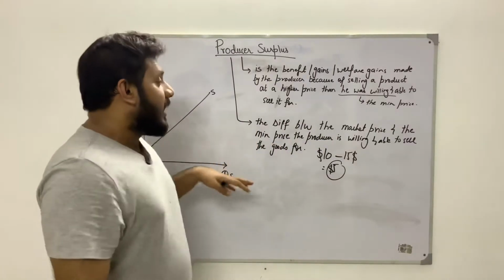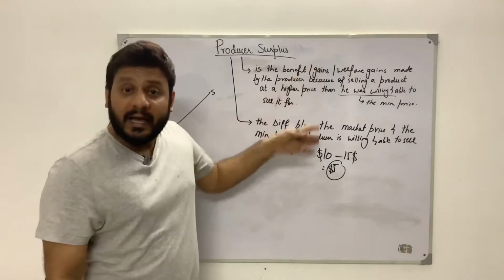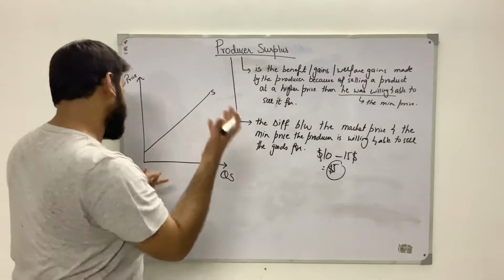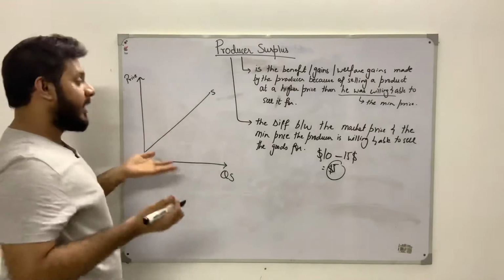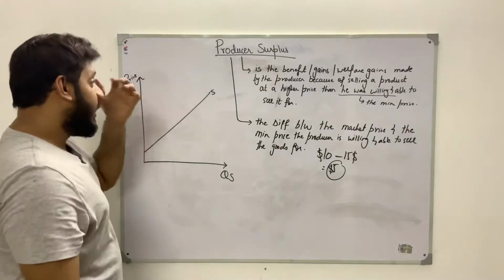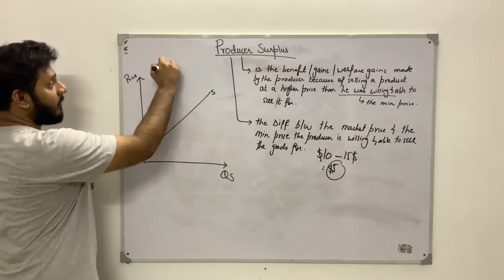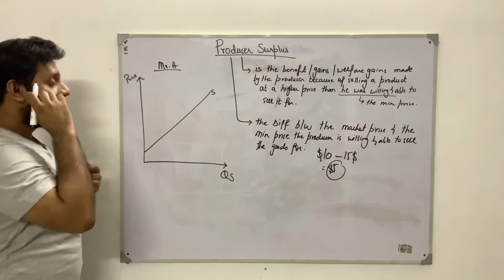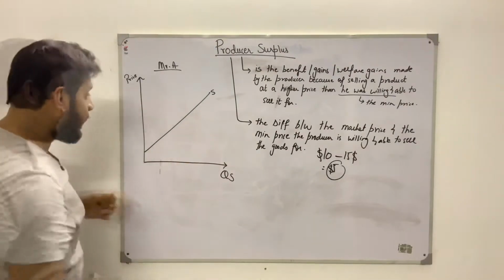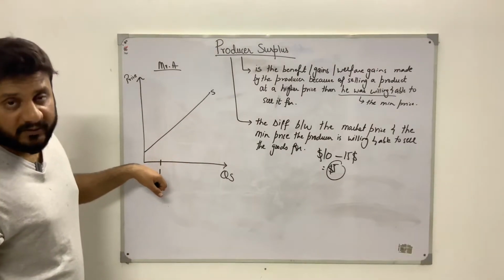Okay, so now we can show the area of the producer surplus on a supply curve as well. I've drawn an upward sloping supply curve, with quantity supplied on one axis and price on the other. Let's take an example of Mr. A, who produces and sells chairs. Let's take an example where he's producing and selling one chair.